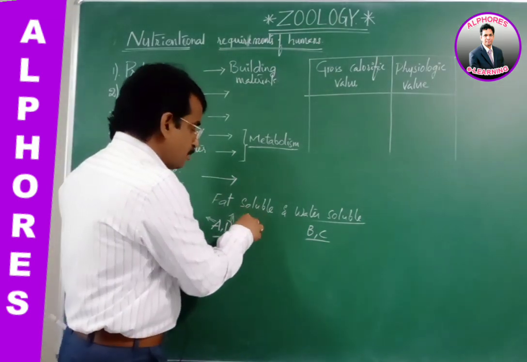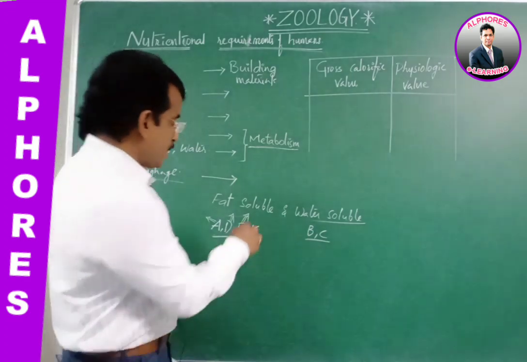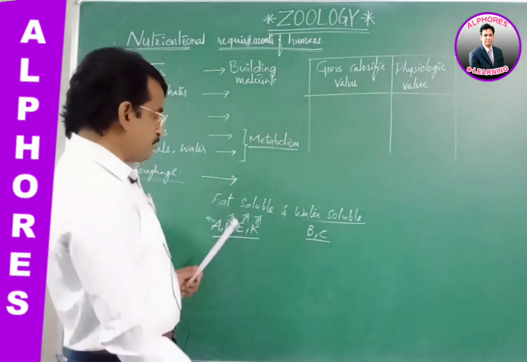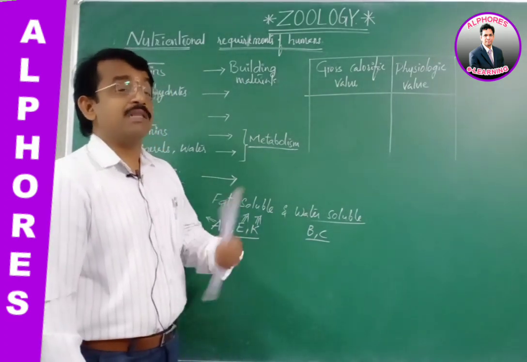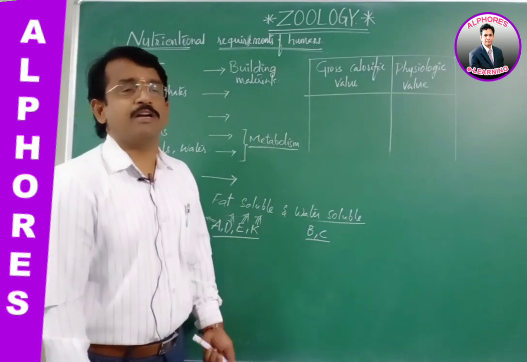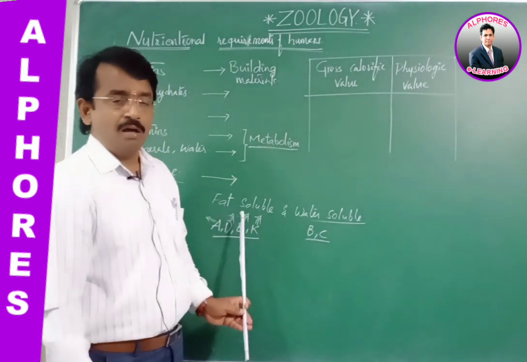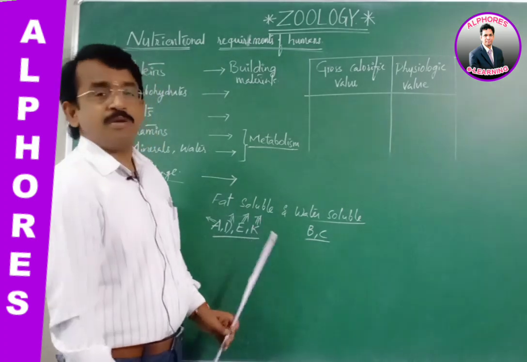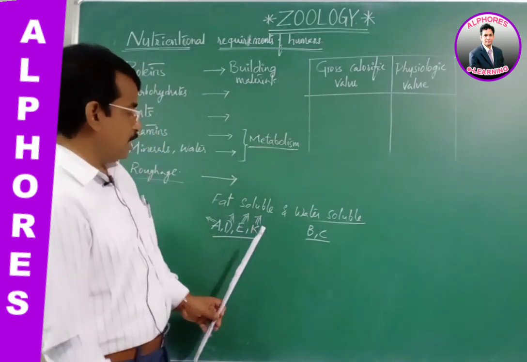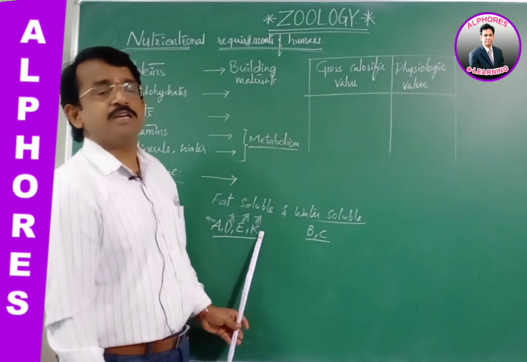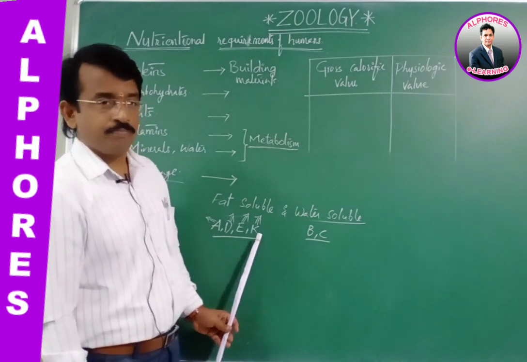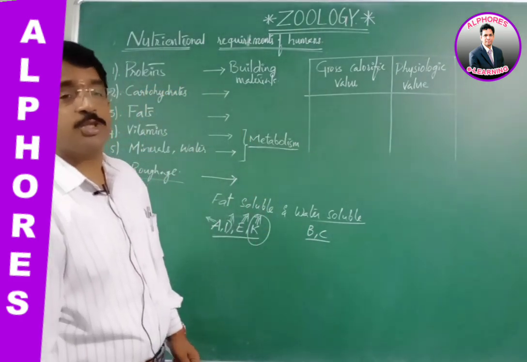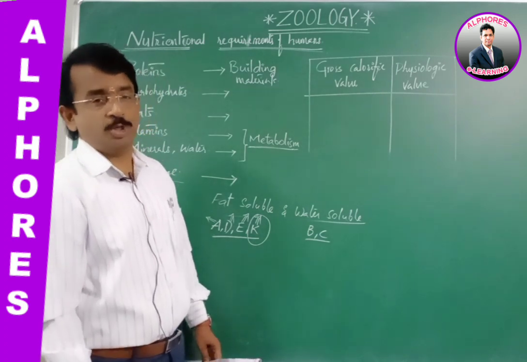Next, vitamin E and vitamin K. Vitamin E is a tocopherol. In other animals it is said to be the anti-sterility vitamin, but it has nothing to do with fertility or sterility in human beings. And vitamin K is a blood clotting vitamin, chemically named naphthoquinone. Vitamin K is synthesized in our large intestine by the intestinal microorganisms, bacteria.